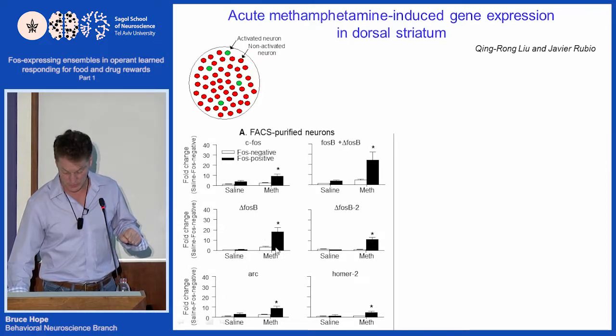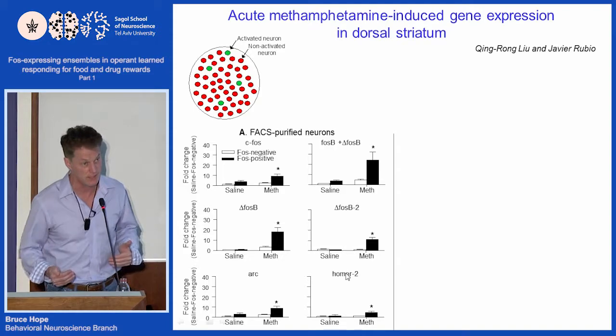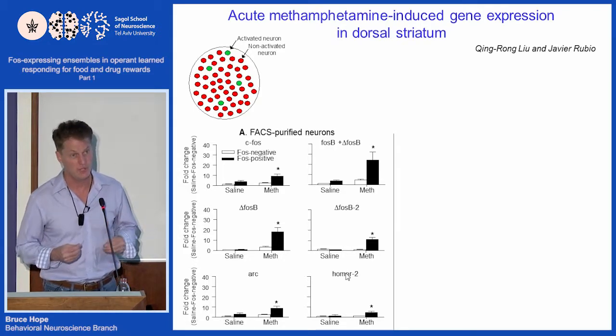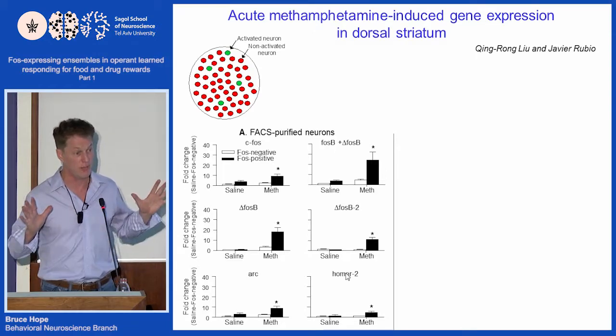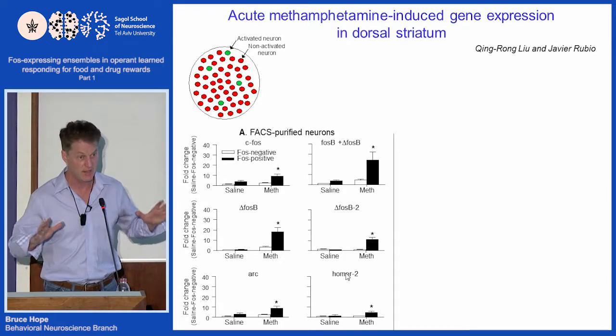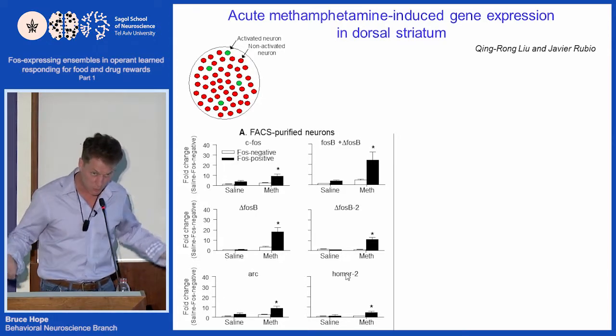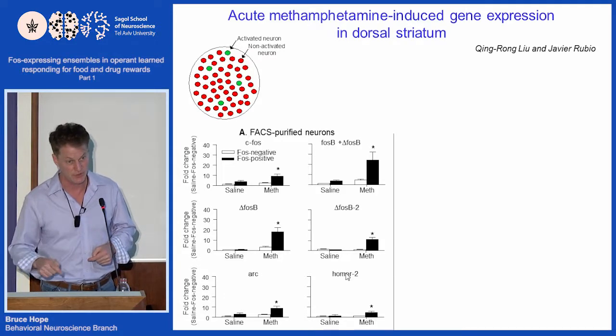And then the same goes for delta FosB, and also for the immediate early genes Arc, and in this case Homer2, where you see an increase in the Fos expressing neurons. What you do not see, at least not statistically significant, are increases of these immediate early genes in the Fos negative neurons, even though they make up 99% of those neurons. The vast majority of neurons do not increase their immediate early gene expression. It seems to be happening only in these Fos expressing neurons.